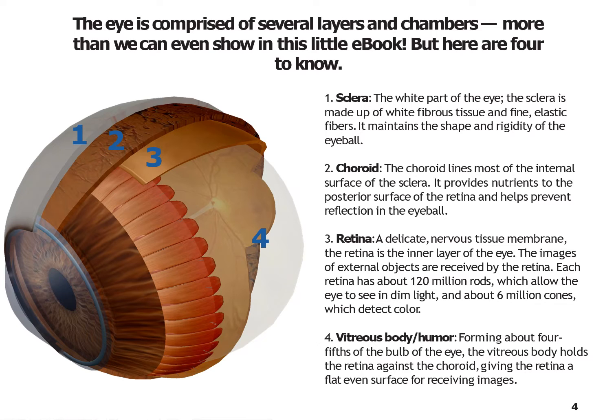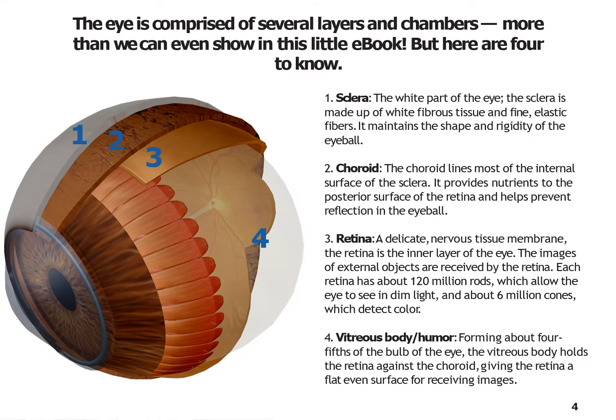The retina. It is a delicate nervous tissue membrane. The retina is the inner layer of the eye. The images of external objects are received by the retina. Each retina has 120 million rods, which allow the eye to see in dim light, and about 600 million cones, which detect color.